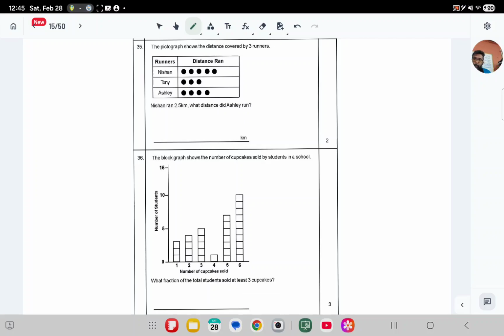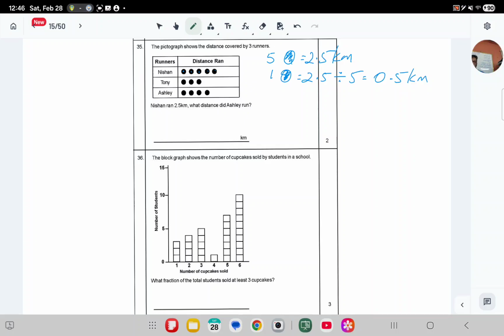Number 35, the pictograph shows the distance covered by 3 runners. They said Nishan ran 2.5 kilometers. What distance did Ashley run? So if we know Nishan ran 2.5 kilometers, and that is represented by 1, 2, 3, 4, 5 balls, we know 5 balls is equal to 2.5 kilometers. We find out the distance for 1 ball. To find for 1 you divide, to find for many we multiply. So divide by 5, that will be 0.5 kilometers, which is 500 meters, right?